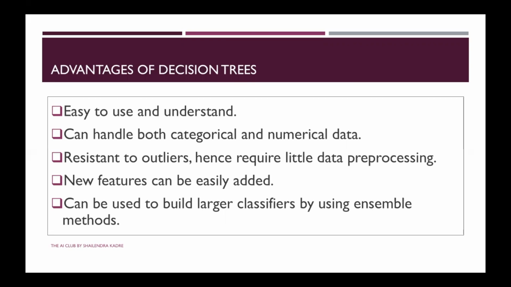Then, resistant to outliers, hence require little data processing. Resistant to outliers means it can handle outliers. In linear regression, we had seen that if we are having outliers, then our results start varying. The model, the best fit line, may also change. The coefficients that we got may also change. And finally the mean square errors that we are getting also change very highly. The variances change, which may give us the wrong impression that our model is not working properly. But in this case, they are resistant to outliers.